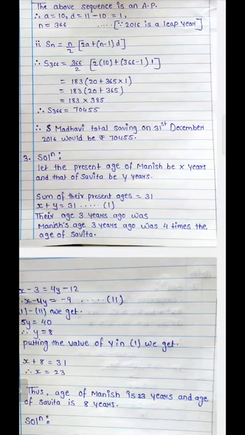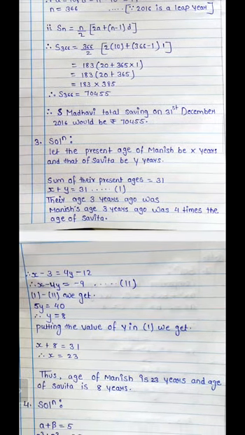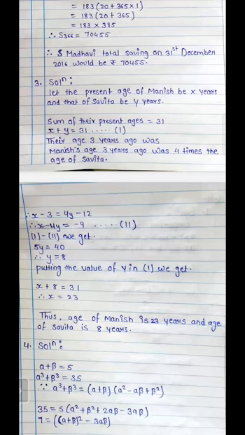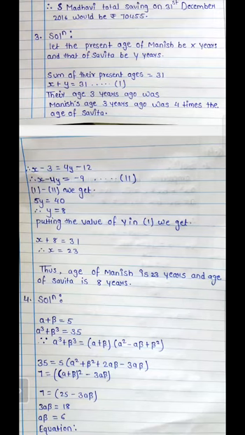The age 3 years ago. 3 years ago, it is saying. Manish's age 3 years ago was 4 times the age of Savita. Therefore, x minus 3 is equal to 4y minus 12. Therefore, we can say that x minus 4y is equal to minus 9. So, subtracting 1 from 2, we get 5y is equal to 40. Therefore, we are getting the value of y is equal to 8.